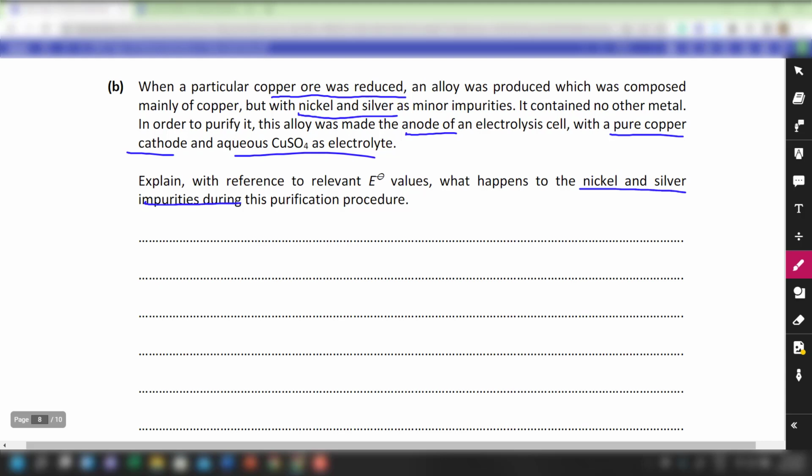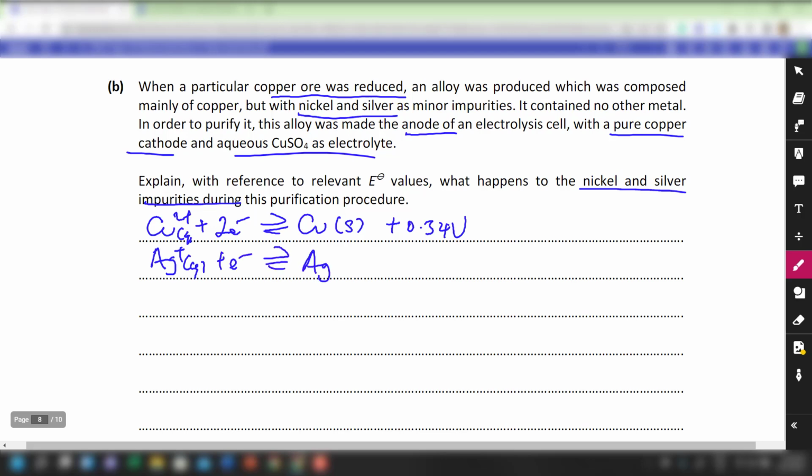So you should take note that there is definitely a need for me to write out the reduction potential values of the three metals involved. First one is copper 2 plus to copper, which is 0.34 volts. The other one would be silver plus to silver, that will be 0.80 volts. And then the final one will be nickel 2 plus to nickel. That will be, sorry, I think it's quite difficult to write for today, negative 0.25 volts.